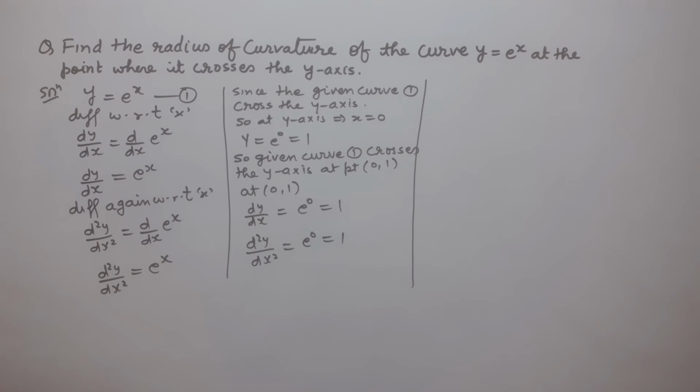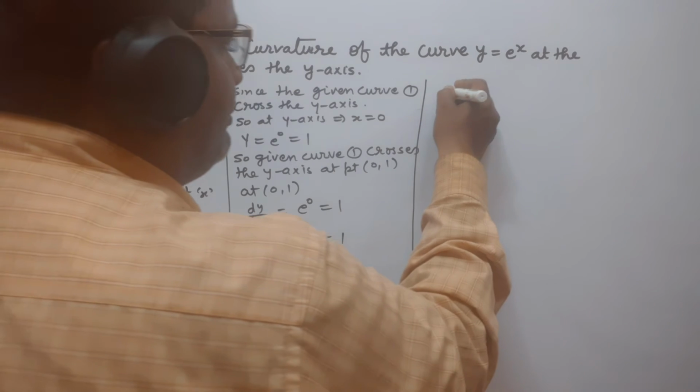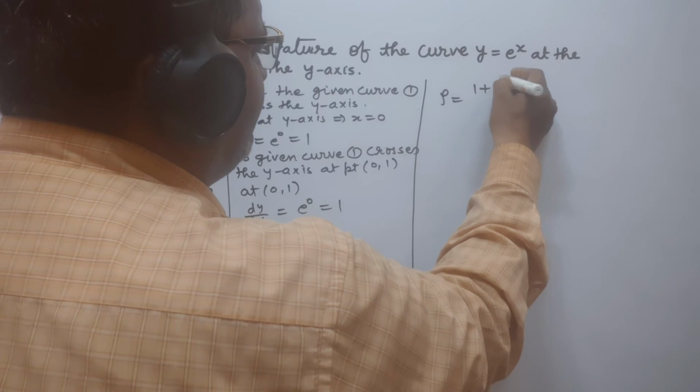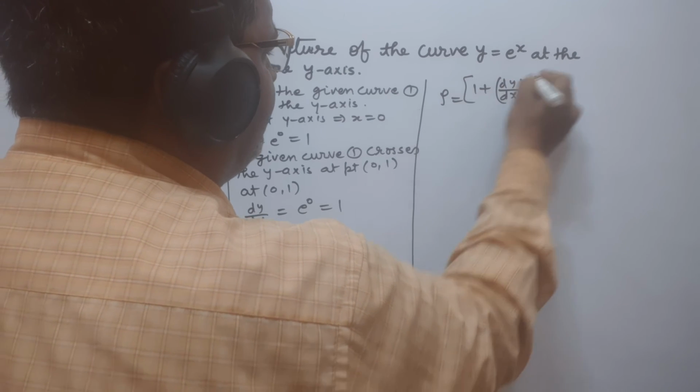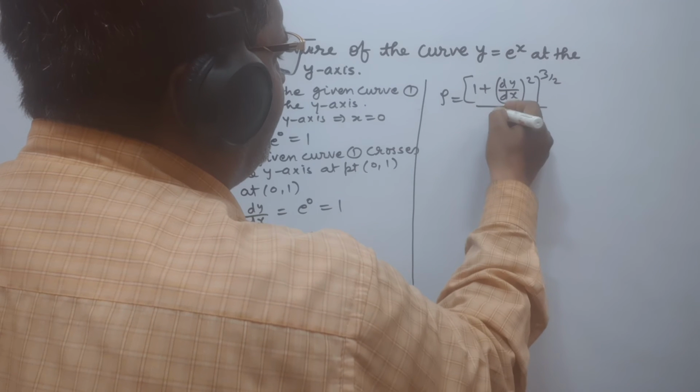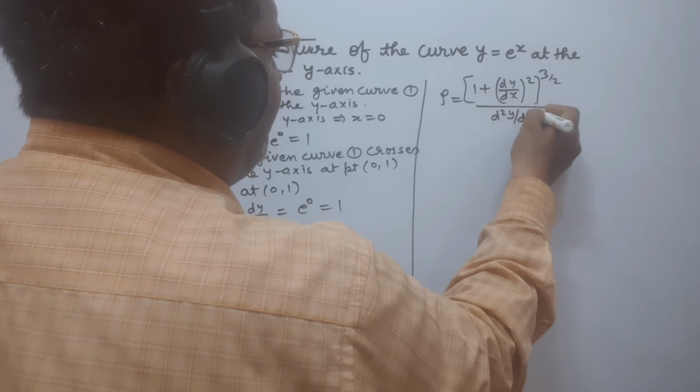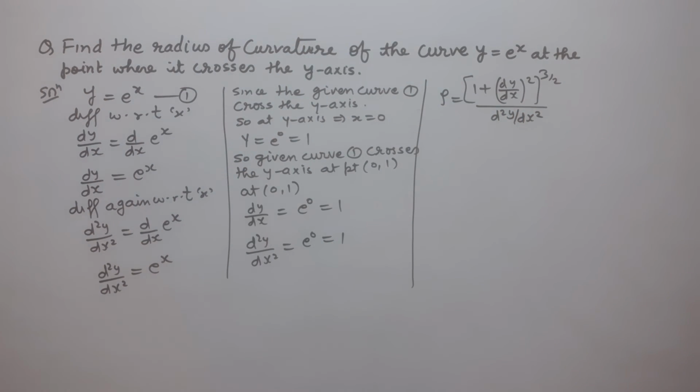Now we find radius of curvature for the Cartesian curve. So radius of curvature is (1 plus (dy by dx) whole square) whole power 3 by 2 divided by d2y by dx2. We know that this is the formula for finding radius of curvature of the Cartesian curve.